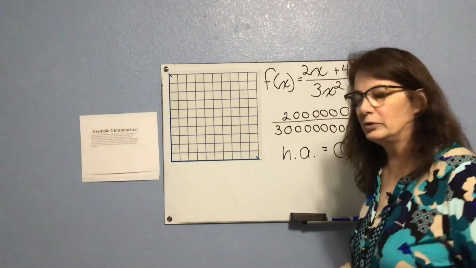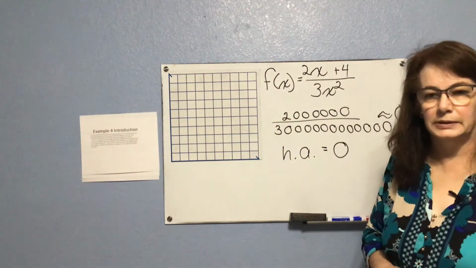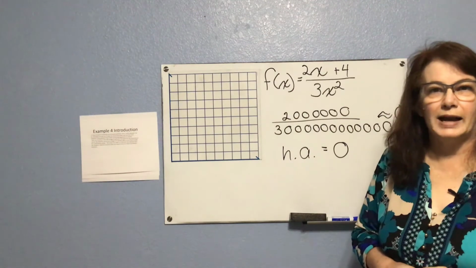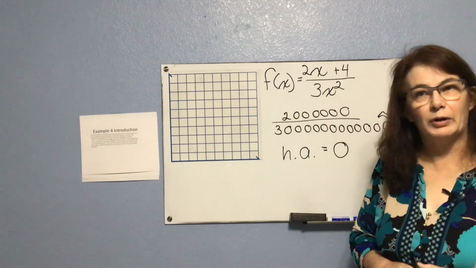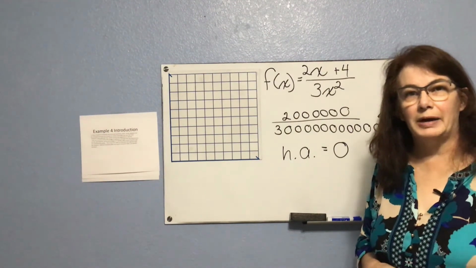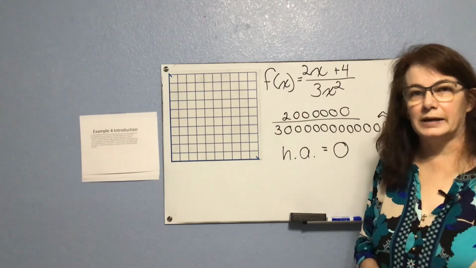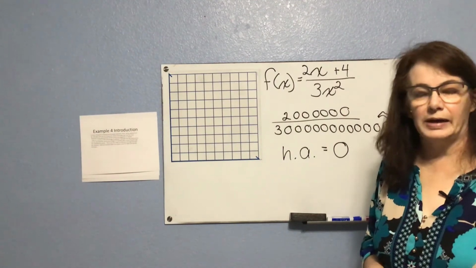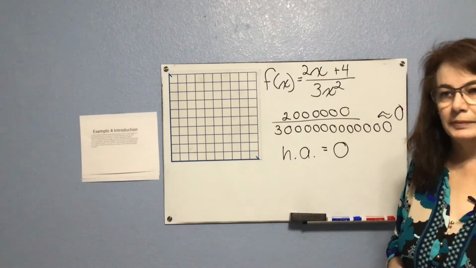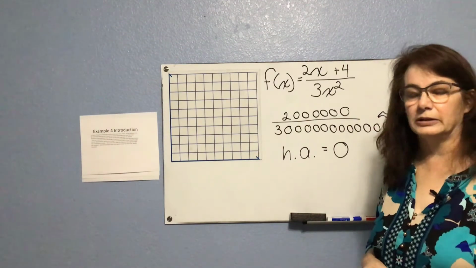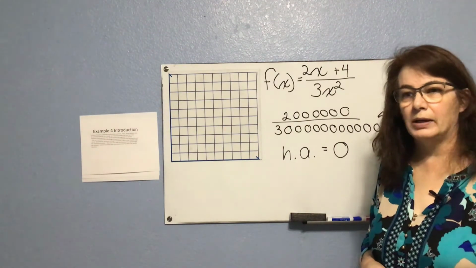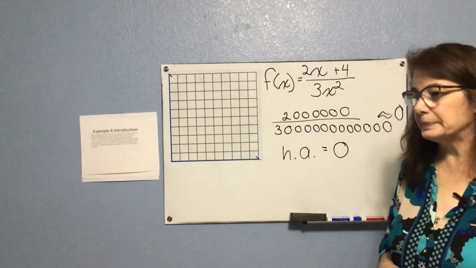Okay, so those are your rules for horizontal asymptote. And I would encourage you not to necessarily memorize those rules, but think about what happens when x gets very large. What happens to the value of my function? I think that's a little easier way actually to remember it, to reason it out, than try to memorize some rules.